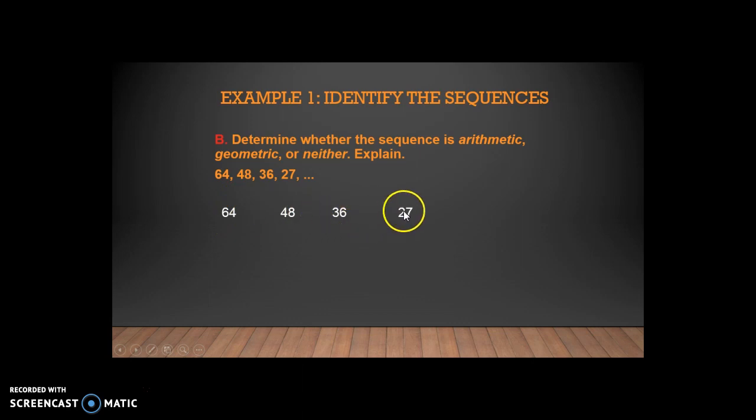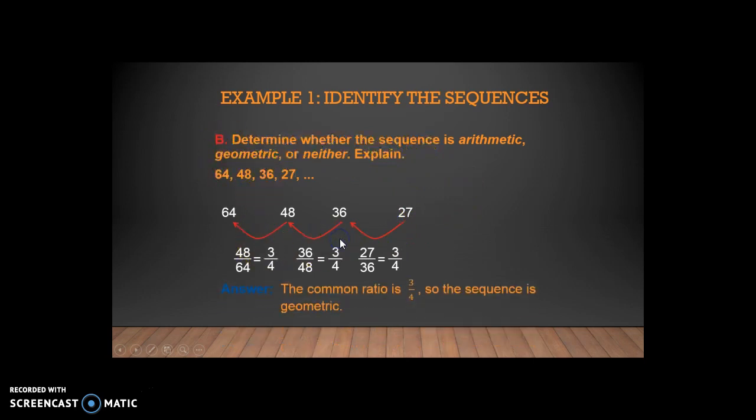Let's check if there's a common ratio. So we do the same thing. We're going to take the second term and divide it by the first. So 48 over 64 reduces to 3/4. 36 divided by 48 also reduces to 3/4. And if you do the last one, 27 divided by 36 gives us 3/4. So if we multiply each term by 3/4, we will get the next term in the sequence. So this is geometric because it has a common ratio.